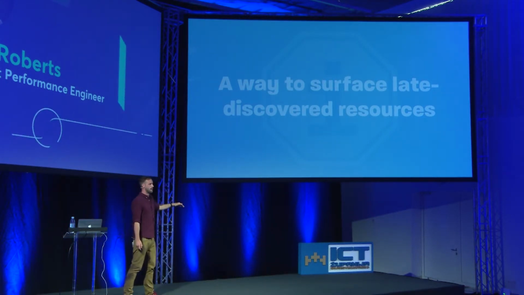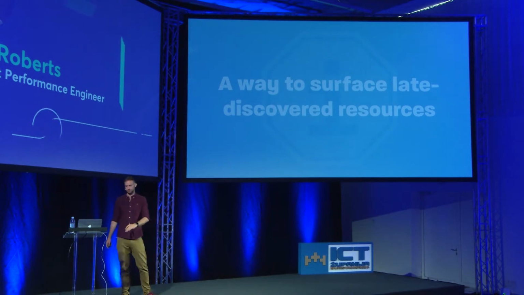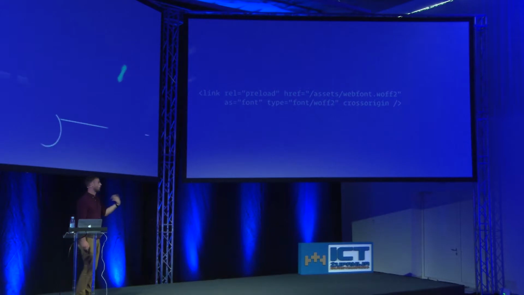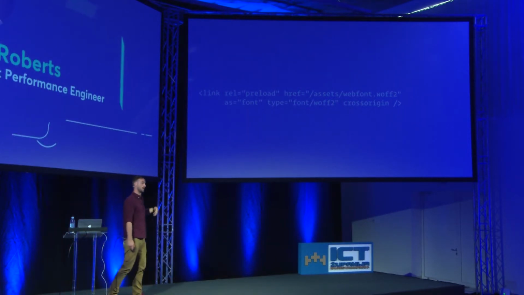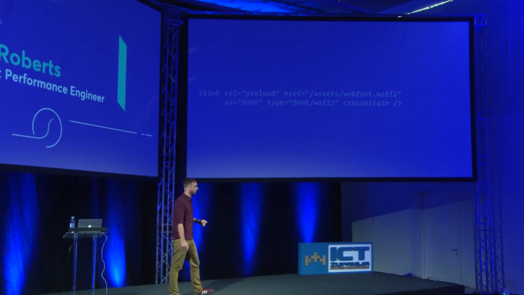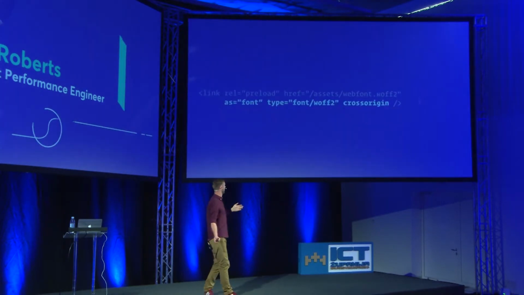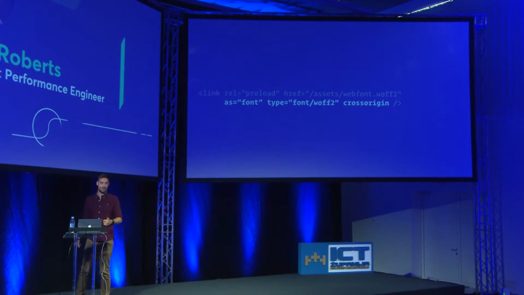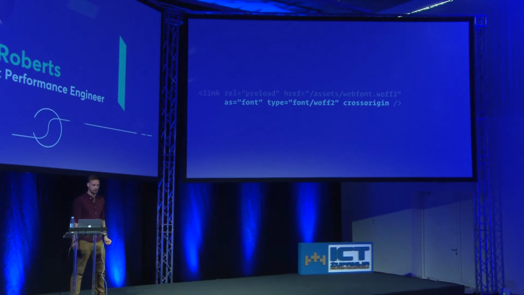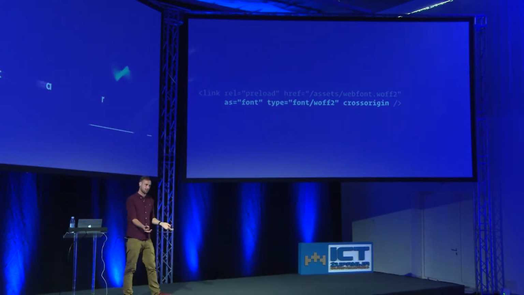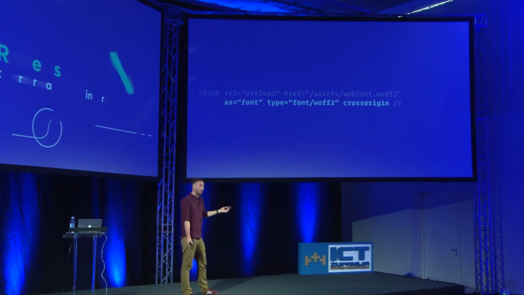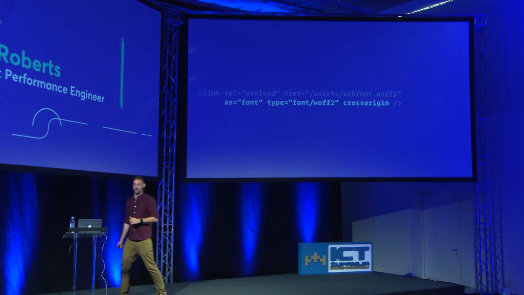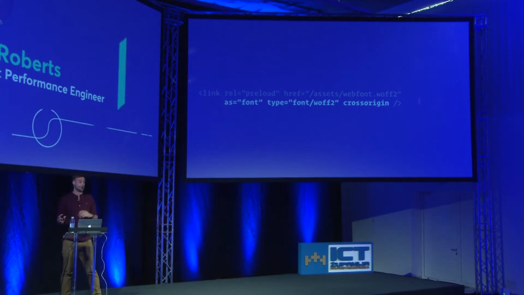I'll come back to what I mean by a late discovered resource shortly, but the syntax starts to look a little bit different now. The top line should look familiar. We've got a rel, but this time it's preload. We've got a path to a file. But this bottom line is where things start to look different. We have an as attribute, which sets the type of file we're downloading, or not the type, but the classification. We have the type attribute, which optionally specifies the MIME type. We've also got the optional cross-origin attribute in case we need to fetch credentialed resources.